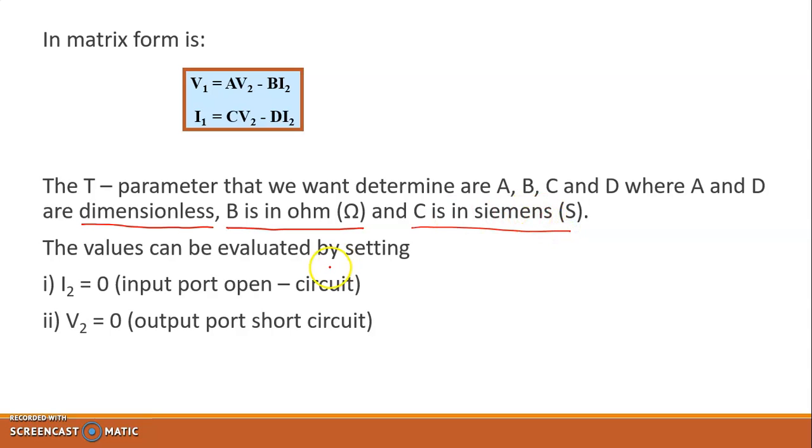We calculate the parameters A, B, C and D by making I2 equal to 0, which means the output port open circuit. If the output port is open circuit, I get A and C. Now if I make V2 equal to 0, that means the output port short circuit, and I get B and D. So these are the conditions for finding the ABCD parameters, and these are the units representing them.